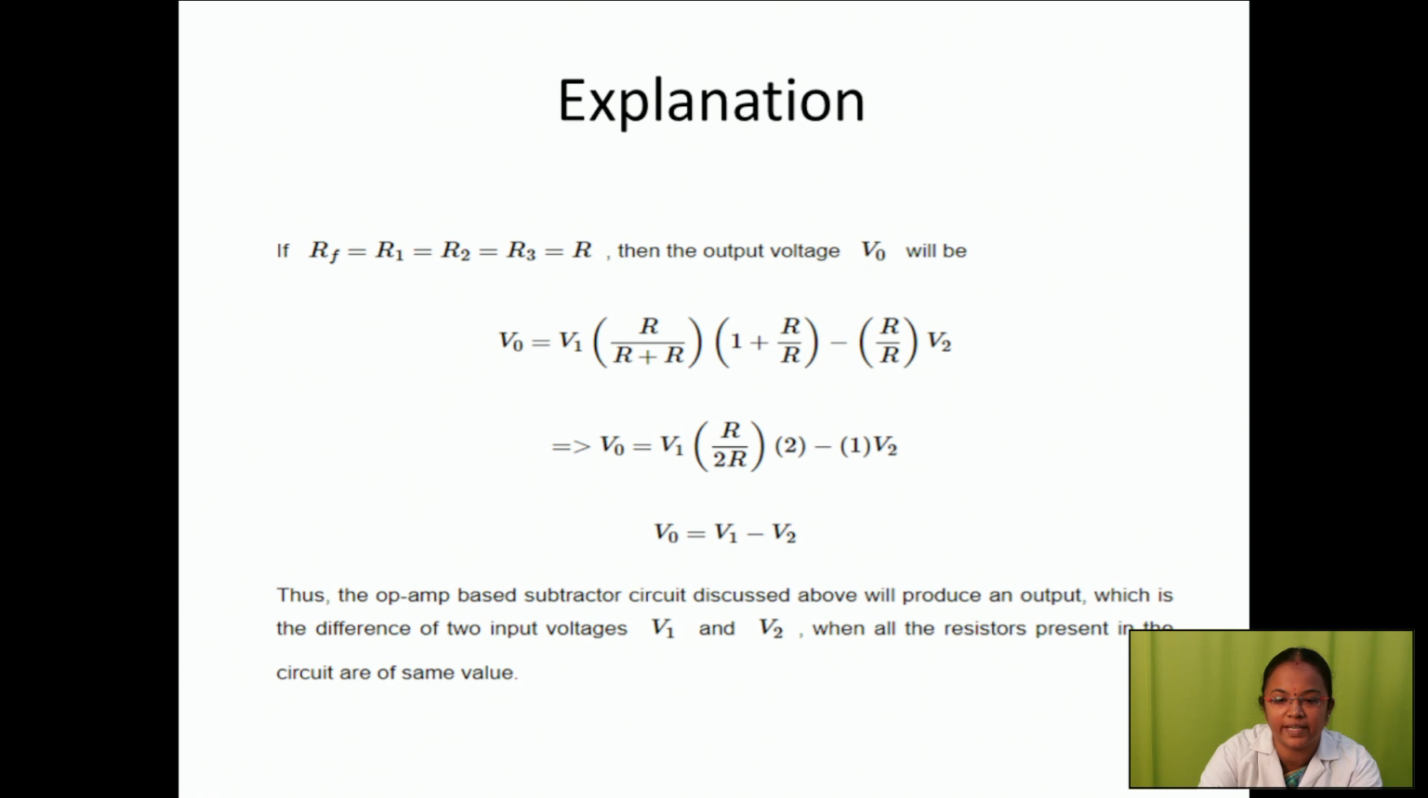So the output voltage V0 is the difference between the two input signals V1 and V2. Thus the operational amplifier based subtractor circuit is discussed. It produces an output which is the difference of the two input voltages V1 and V2 when all the resistors in the circuit are the same.